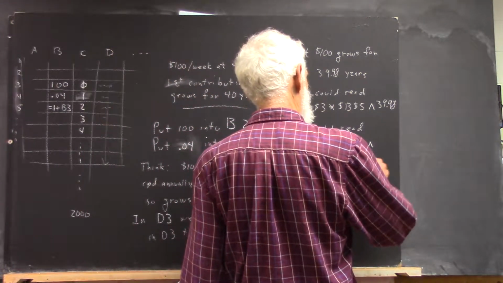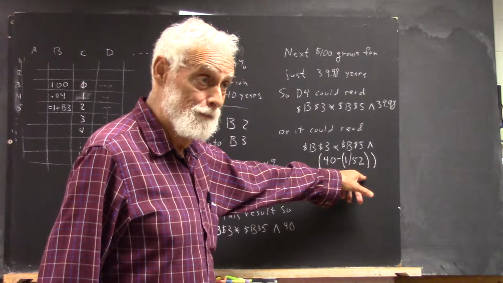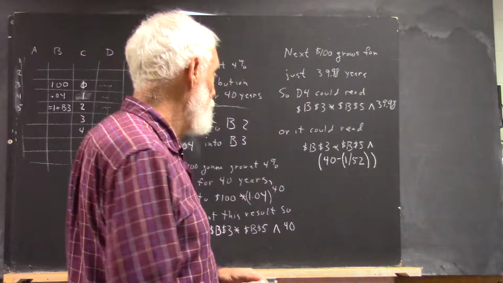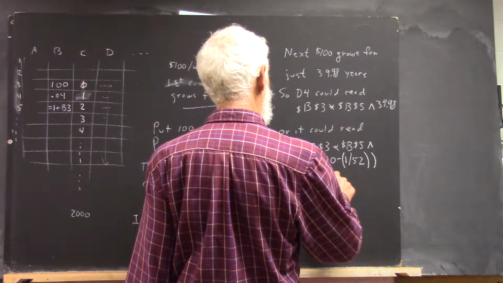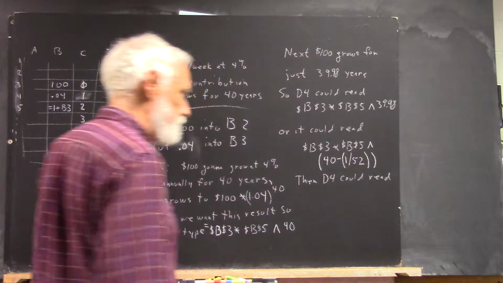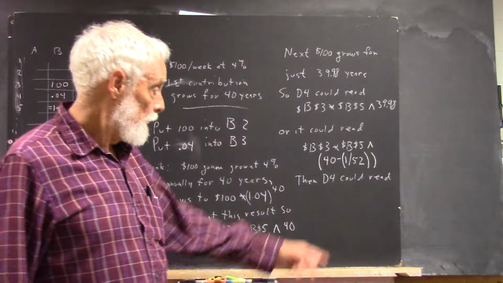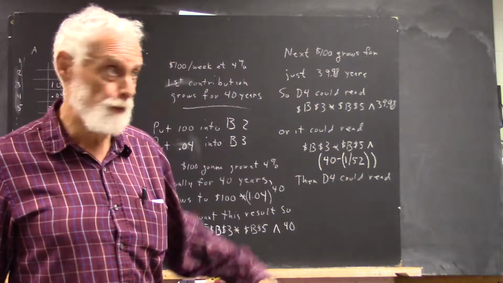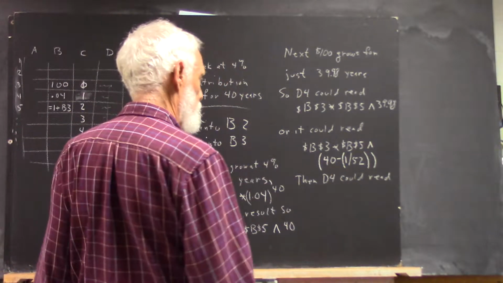So you're going to have to put parentheses around the 1 over 52. Okay? Does that make sense? Because now it's only growing for this many years. Okay? Then next, well, what would D4 read? Going to be identical to this except for what? It's going to be 2 over 52, right? Now you'd put 1 over 26, but let's just think 2 over 52 because you've got clear changes in the numbers.